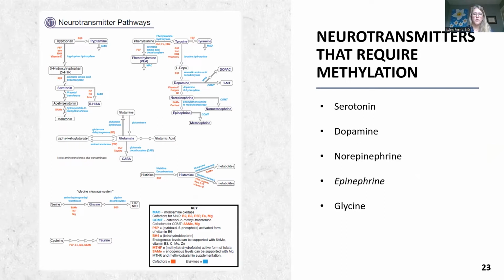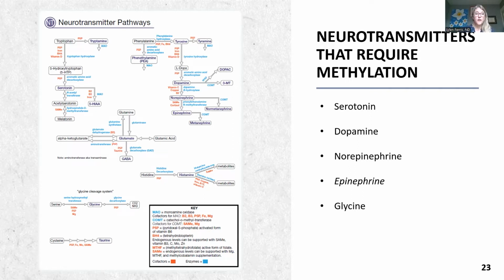And essentially, we commonly see low to low range levels of serotonin, dopamine, norepinephrine, epinephrine, and glycine. Now, epinephrine is italicized here because even in patients who have an established defect, I have often seen epinephrine elevated when the others are not. And I think that this is because of the importance that epinephrine has in the stress response.